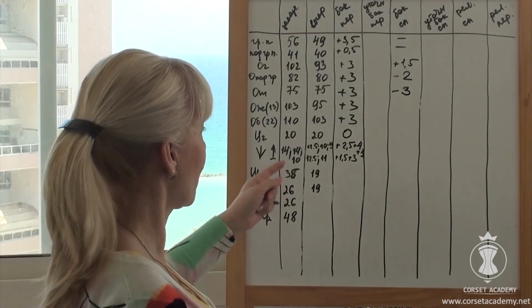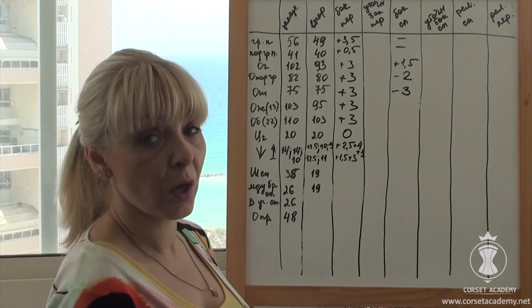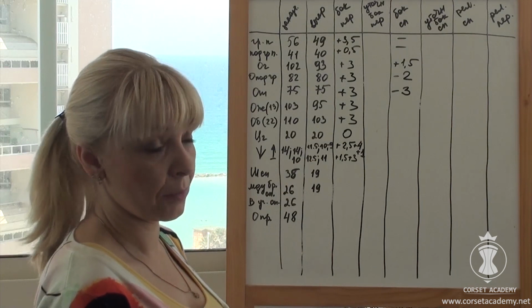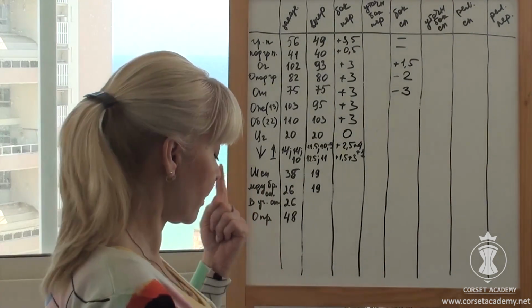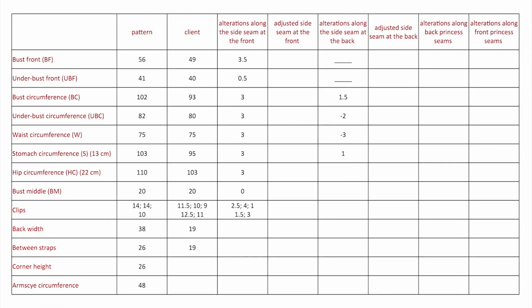Stomach circumference. It is 103 centimeters on the client and 95 centimeters on the pattern. However, I have already expanded the pattern by 3 centimeters from each side, a total of 6 centimeters. 95 centimeters plus 6 centimeters equals 101 centimeters. 103 centimeters minus 101 centimeters equals 2 centimeters. I divide it in half. As a result, I need to expand the back by 1 centimeter from each side. I write 1 centimeter in the table.